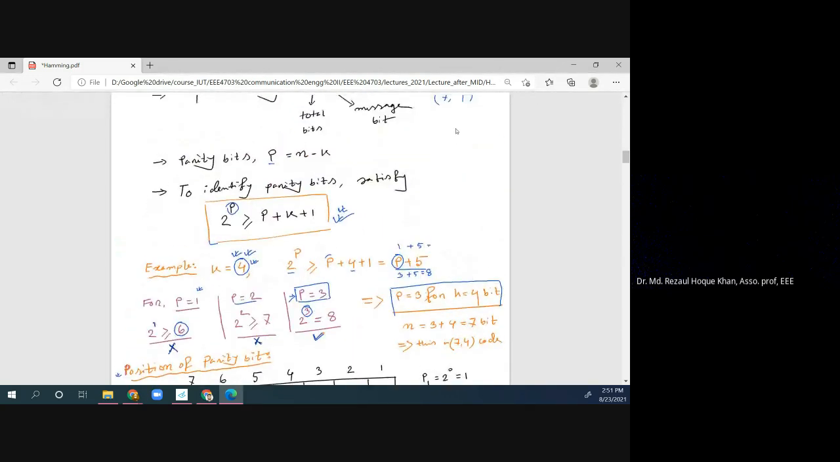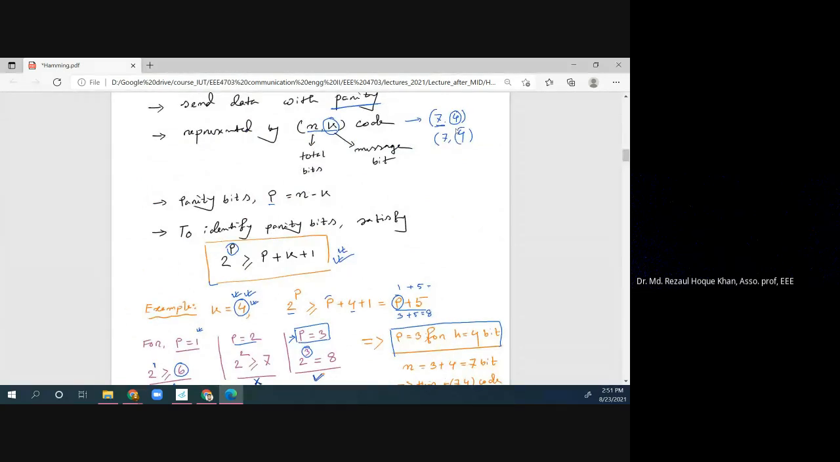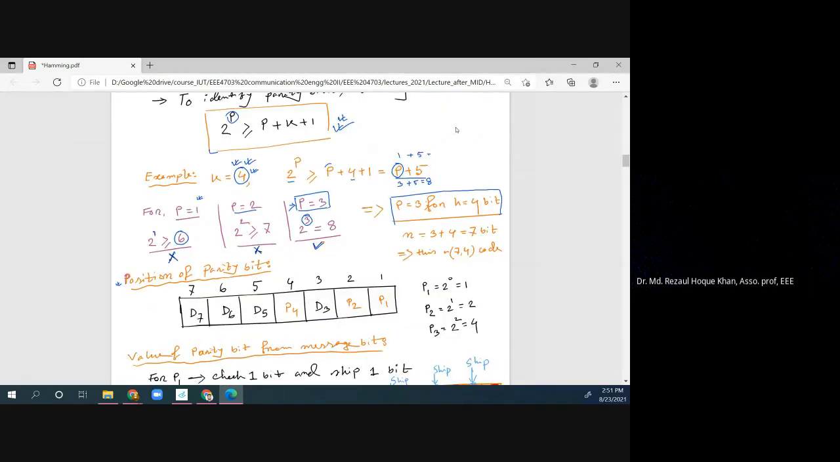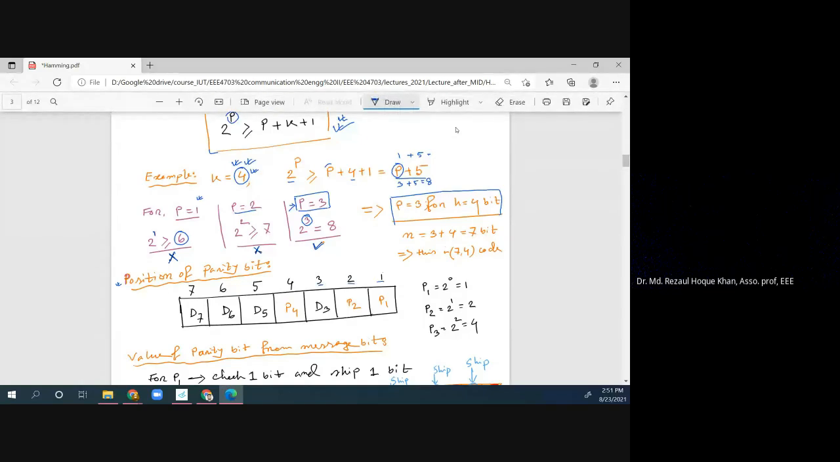7. You see, I have a 4 message bit, and among them 3 will be the parity bits. So the total becomes 7. So how will they be organized? They will be organized like this, by positioning: 1, 2, 3, 4, 5, 6.